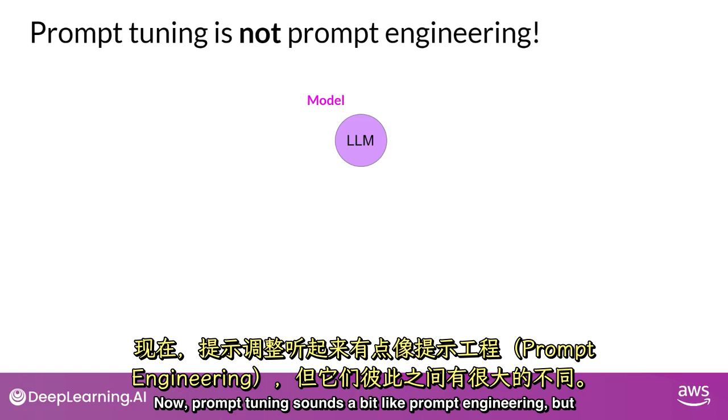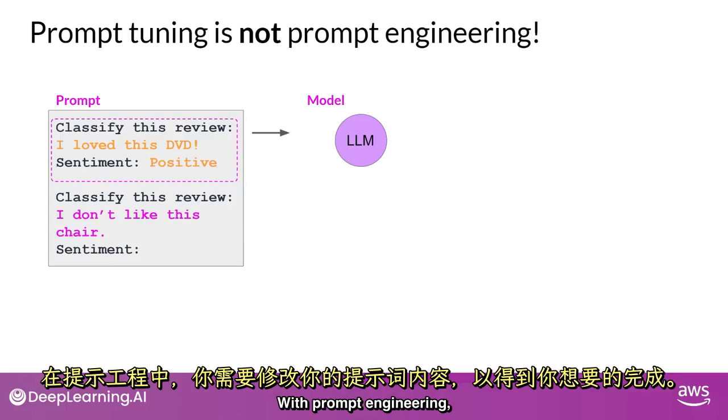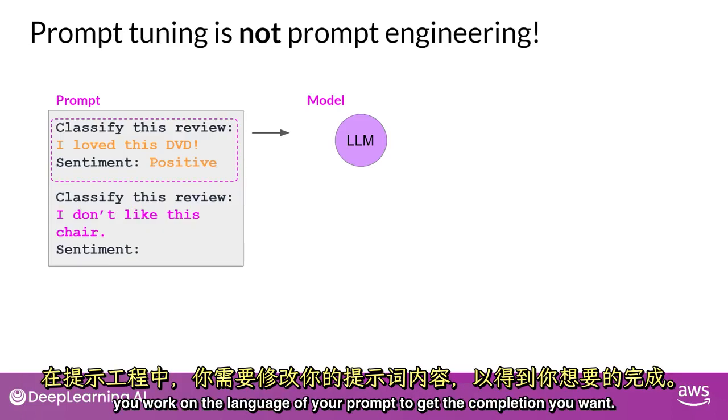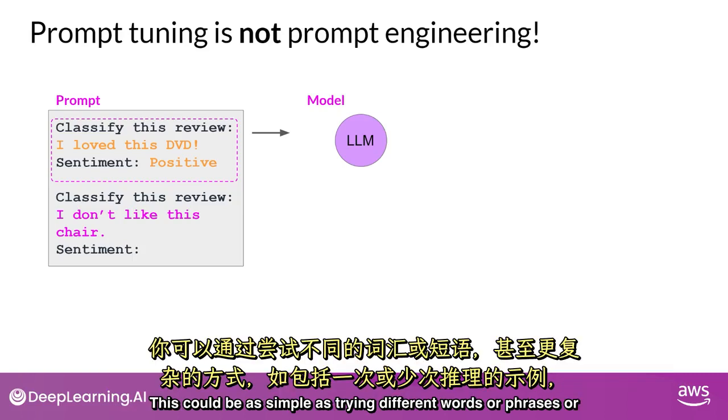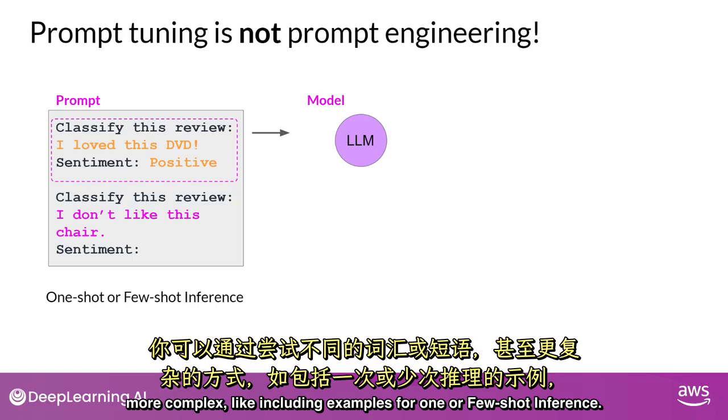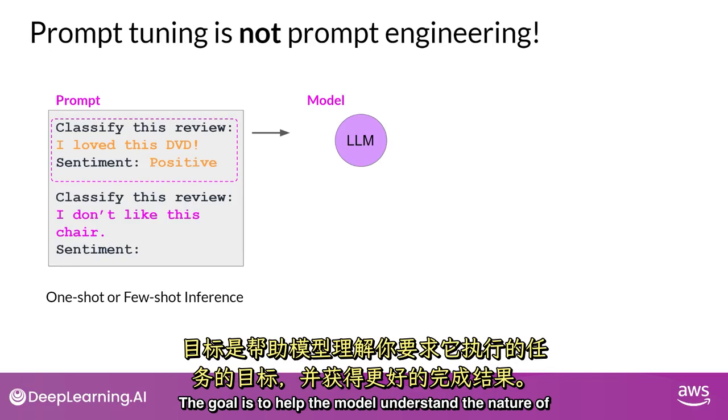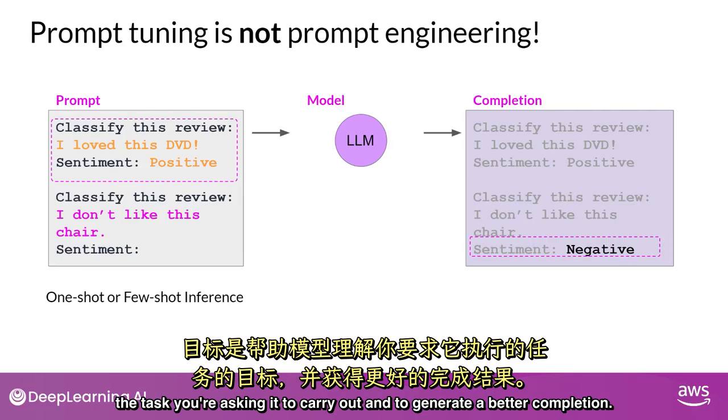Now, prompt tuning sounds a bit like prompt engineering, but they are quite different from each other. With prompt engineering, you work on the language of your prompt to get the completion you want. This could be as simple as trying different words or phrases, or more complex, like including examples for one or few shot inference. The goal is to help the model understand the nature of the task you're asking it to carry out, and to generate a better completion.